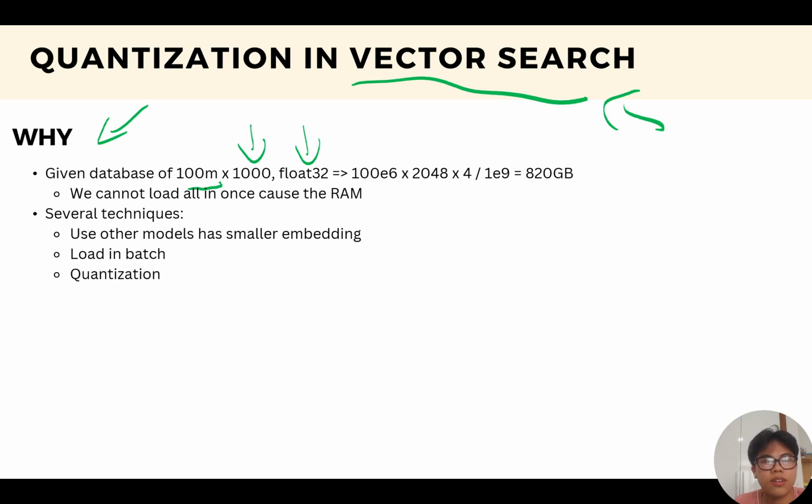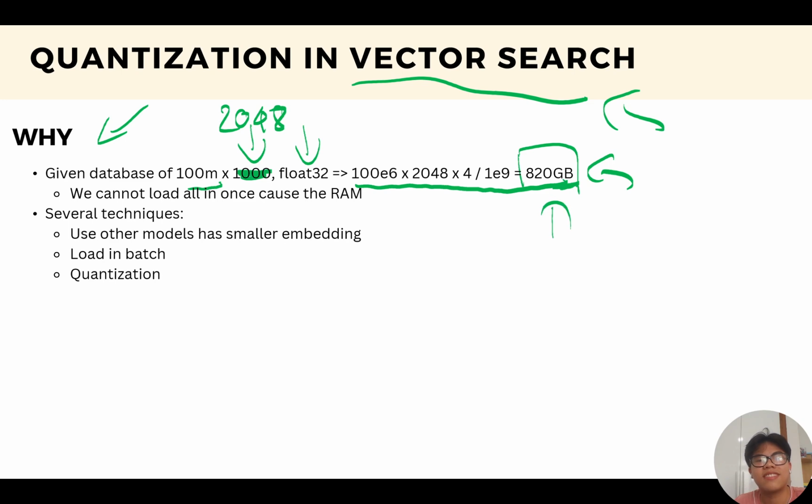sorry, this dimension. So for the storage, we need a large storage capacity. And for the search, we cannot load everything at once because of the RAM. We cannot build the RAM up to 1 terabyte. So there are several techniques.